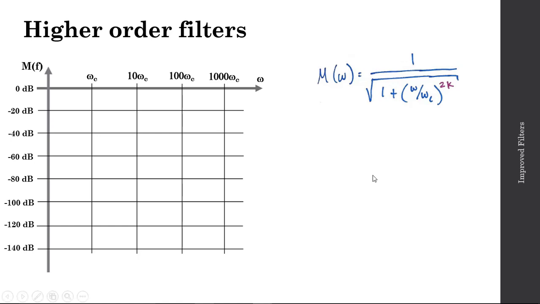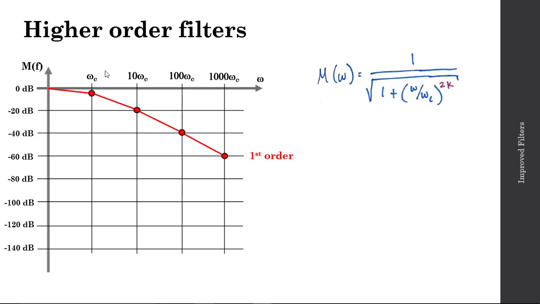Let's start with a first order filter. For low input frequencies, I'm at 0 dBs. At my cutoff frequency, omega c, I drop down to minus 3 dBs. At 10 times the cutoff frequency, I've dropped down to minus 20 dB. At 100 times the cutoff frequency, I've dropped down to minus 40 dB. And at 1,000 times my cutoff frequency, I've dropped down to minus 60 dB. So if I stitch these together then, I get the response of my first order filter.